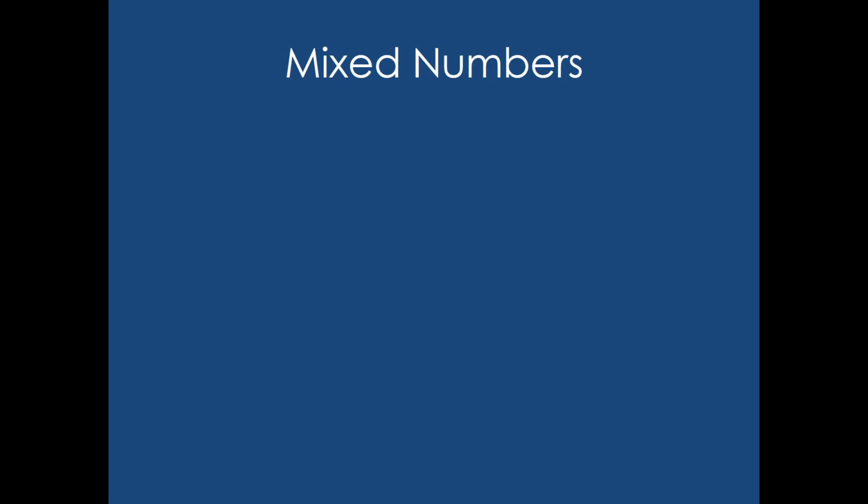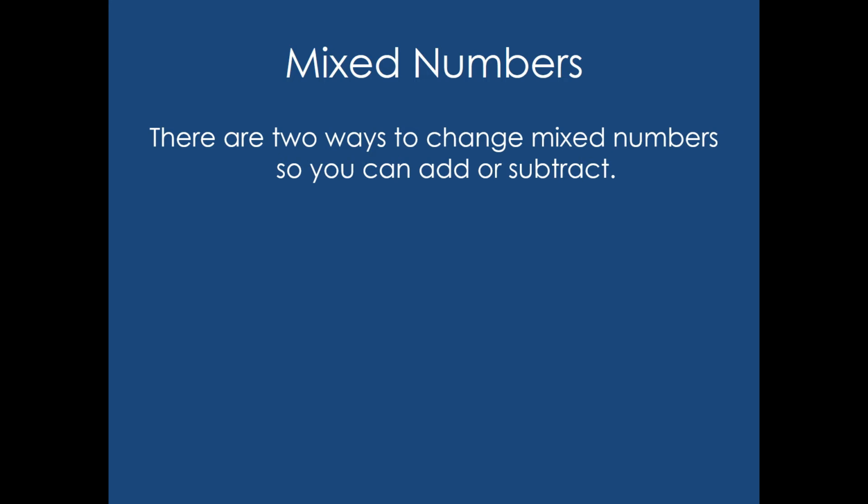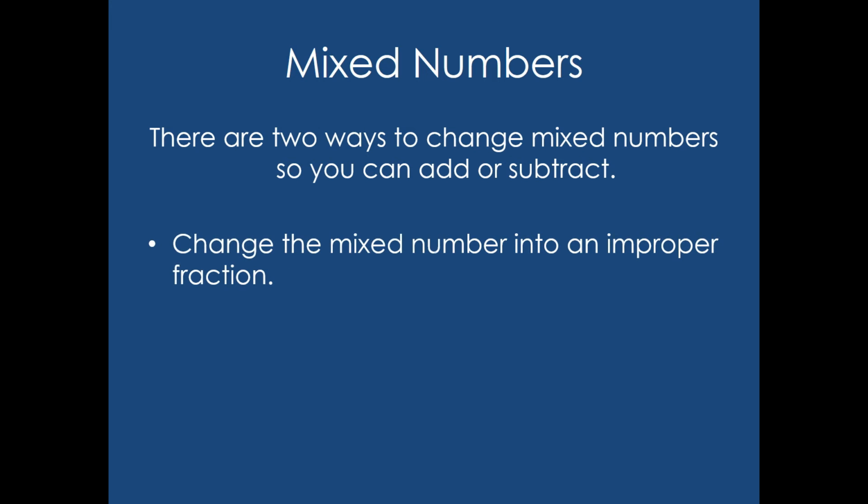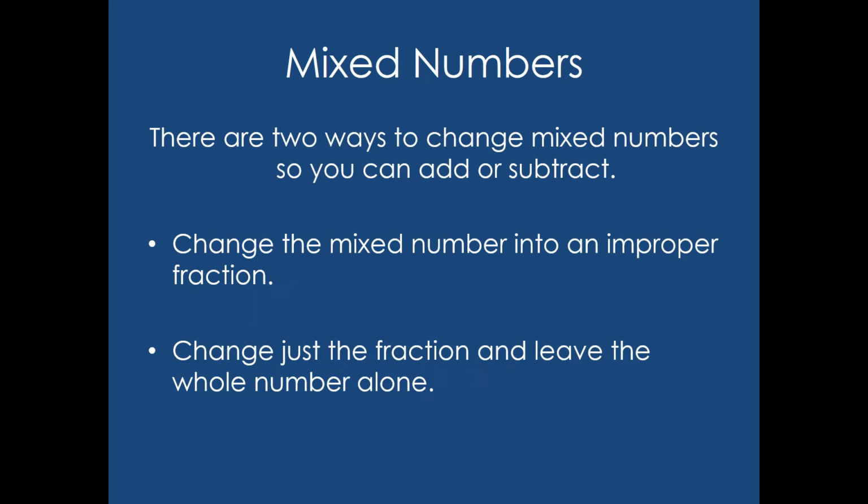How are we going to add or subtract mixed numbers? There are two ways to change mixed numbers so you can add or subtract. First, change the mixed number into an improper fraction. Second, change just the fraction and leave the whole number alone. So in this case, you can change a mixed number in two ways.